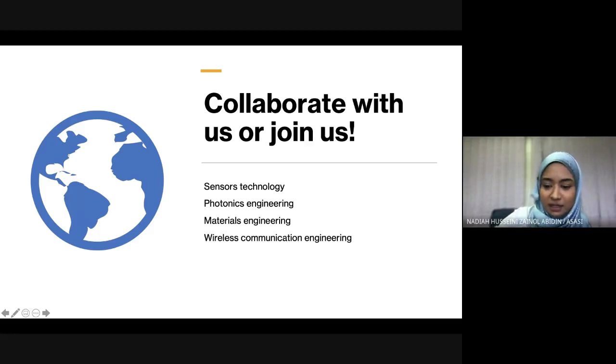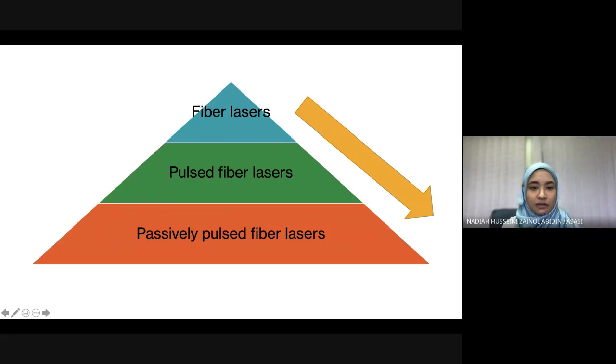Okay, so that was an introduction. So let's get into our topic. Before we dive into passively pulsed fiber lasers, I'm going to talk about fiber lasers and pulsed fiber lasers so you have an idea, if this is new to you. I'm going to make it very simple.